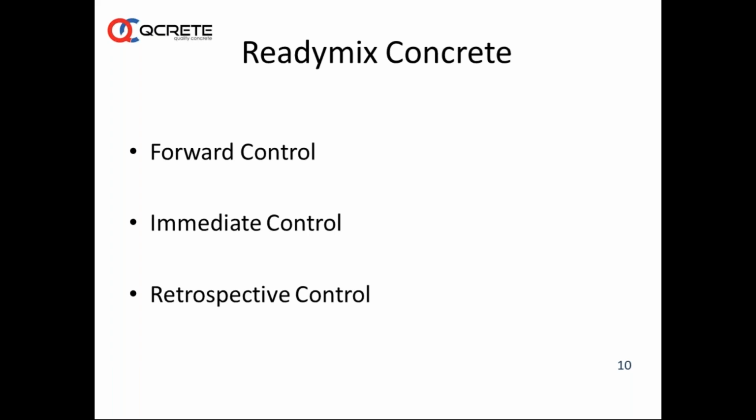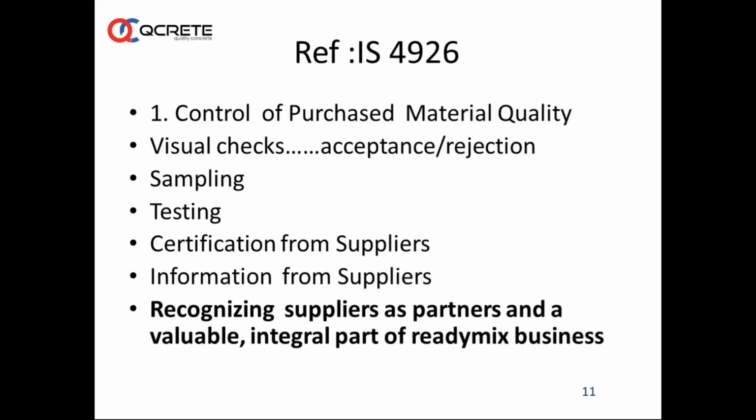Immediate control is the set of activities that happen at the point of production. Retrospective control happens later, and this is the set of all activities that happen after production and which cannot be done before production. So we have a reference standard, IS 4926, which beautifully lays out all the parameters for QC systems for ready-mix concrete.